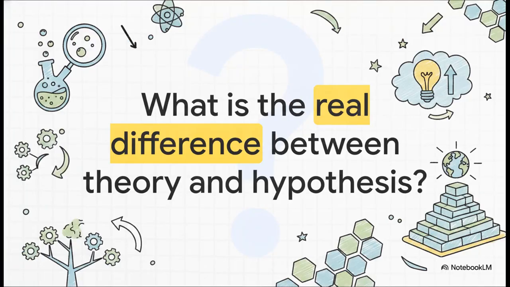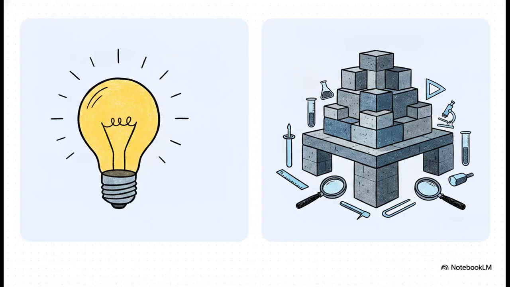So I want to kick things off with a question, mostly because this is one of the biggest misconceptions out there. When you watch the news or you're just chatting with a friend, you'll probably hear someone say, well, that's just a theory. But do you know the actual difference between a theory and a hypothesis in the scientific world? People use them totally interchangeably in everyday conversation, but in science, they are vastly different.